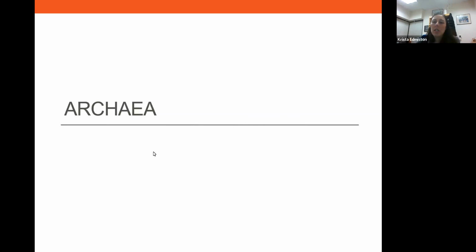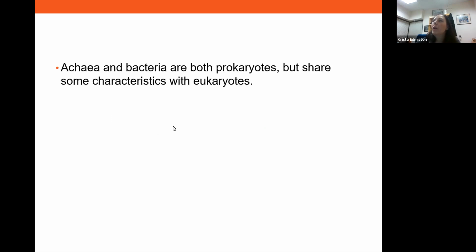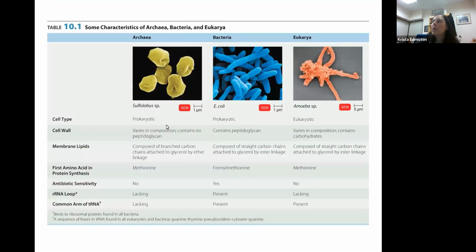Okay, then just a little bit into our archaea. We're not going to talk too much about them, and then we'll go ahead and be done for today. Archaea and bacteria are both prokaryotes, but archaea share some characteristics with eukaryotes, because remember, on our tree, they're closer to eukaryotes than they are to the prokaryotes. Like I mentioned, the methionine, they're more in close proximity with eukaryotes than they are with prokaryotes.